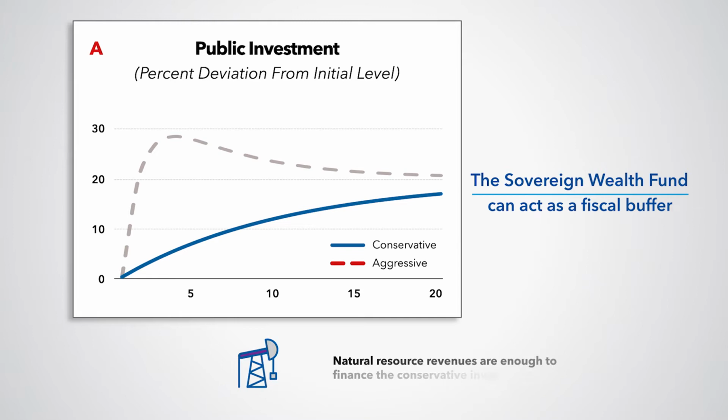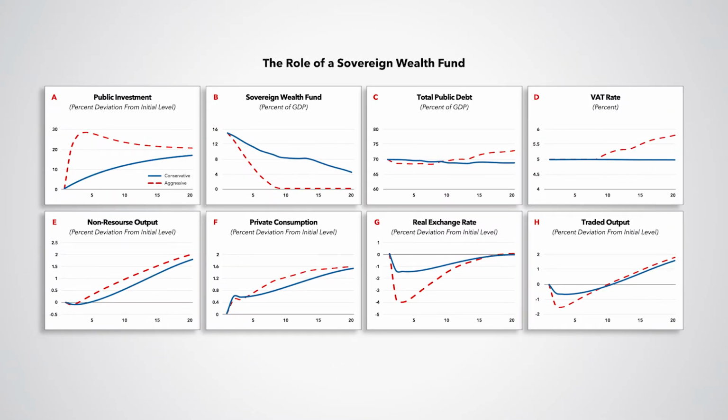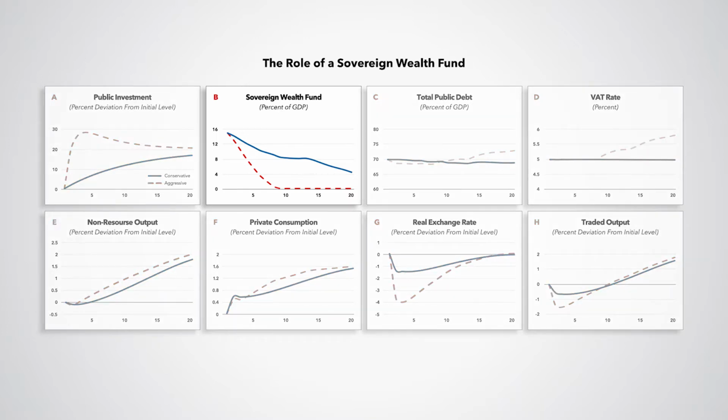How do we know this? Because when adopting a conservative investment approach, the government must withdraw savings from the sovereign wealth fund, as represented by the blue line in panel B. But these savings turn out to be enough to maintain the public investment plan without resorting to new debt issuance, panel C, or increasing taxes, panel D.